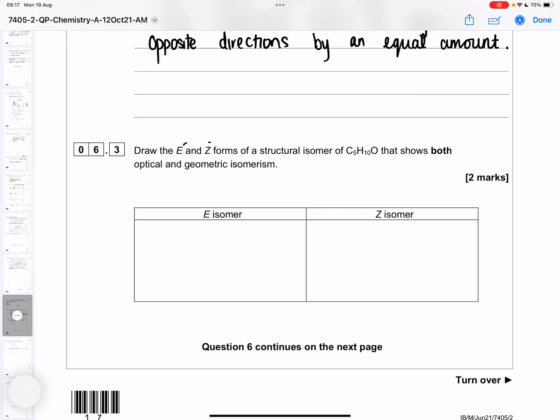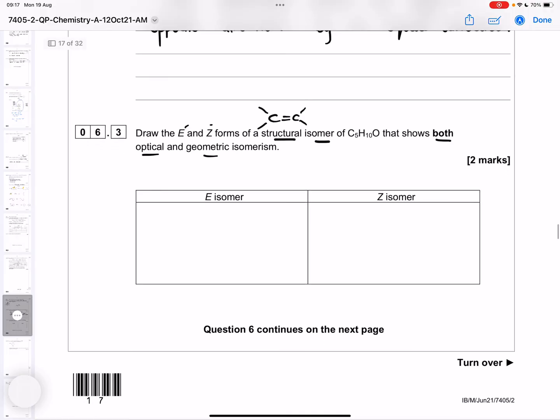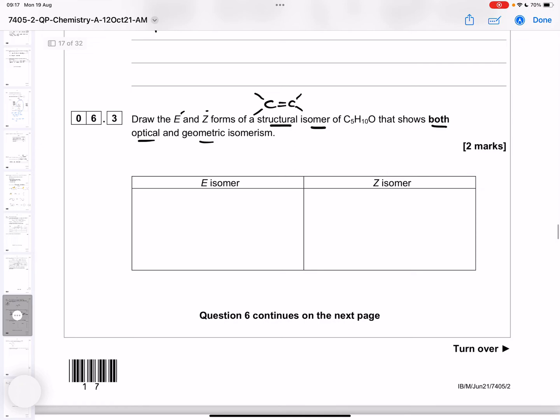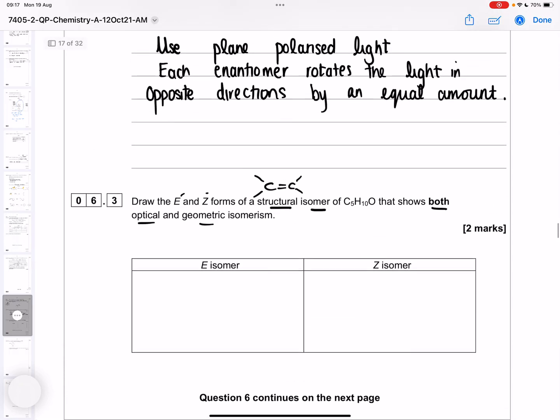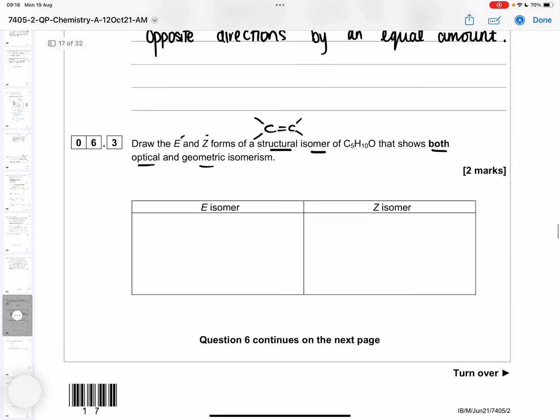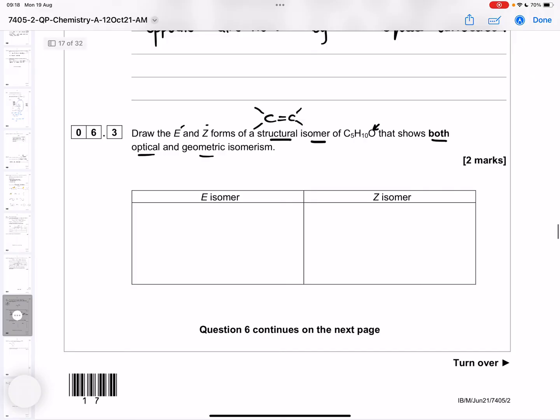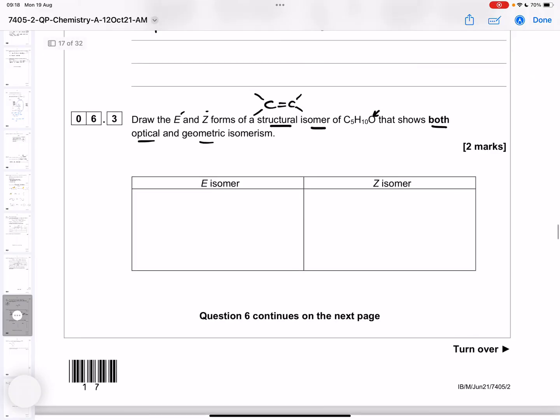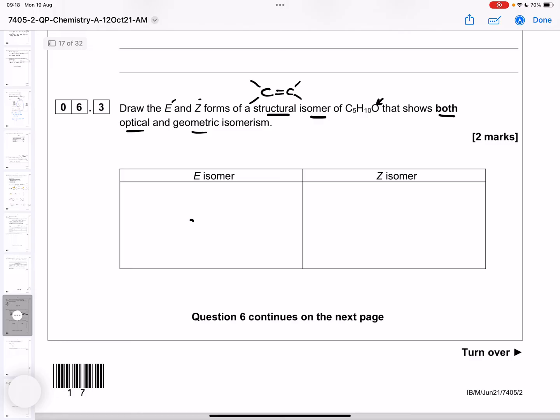Draw the E and Z form, so that is when we have a carbon-carbon double bond, with each carbon having 2 different groups, of a structural isomer that shows both optical and geometric isomerism. So it's got to also have a chiral carbon. Okay. Now, if it's going to have a C double bond C, it can't have a C double bond O. So we're going to swap that O to being saturated. We're going to make it an alcohol group. We do need to still have a chiral carbon.